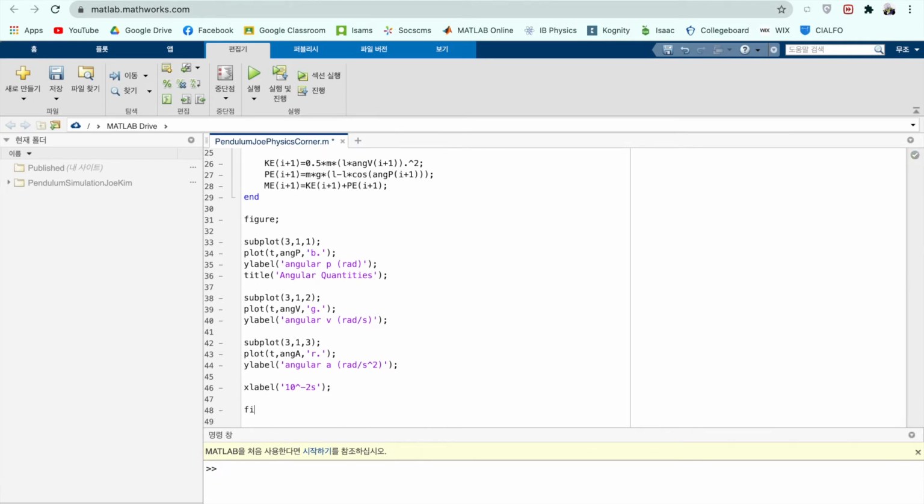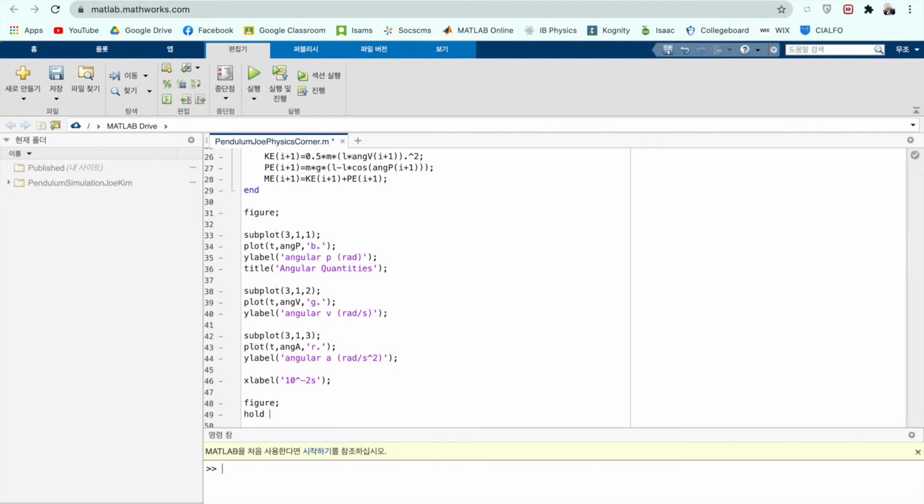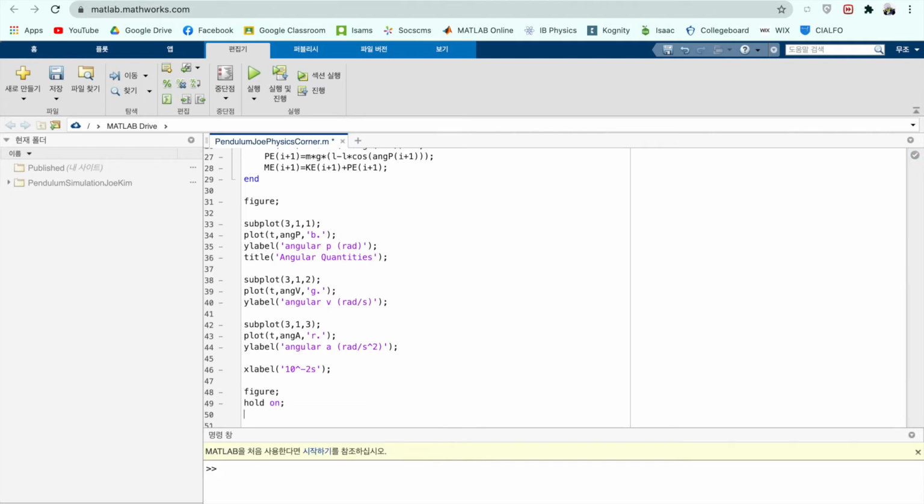And then I'm going to make another figure, and now it's going to depict the tension and compare it with the weight. I'm just going to do the tension. And so I'm going to plot the time, the tension, and I'm going to use a magenta color.